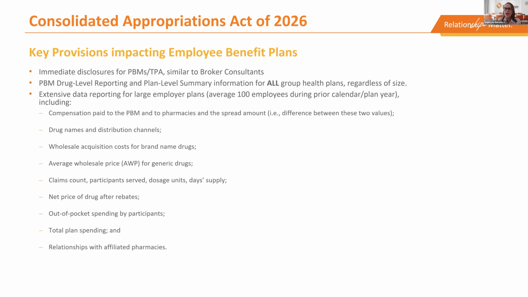We've already talked about the PBM and the TPA disclosures, or including the TPA disclosures. The act also covers drug level reporting, plan level summaries for all group plans. It does not matter the size. There will be extensive data reporting for large employers, and the definition of that will be the average of 100 employees during the calendar or prior year. And it will include the laundry list that you see here of items that will need to be reported on.